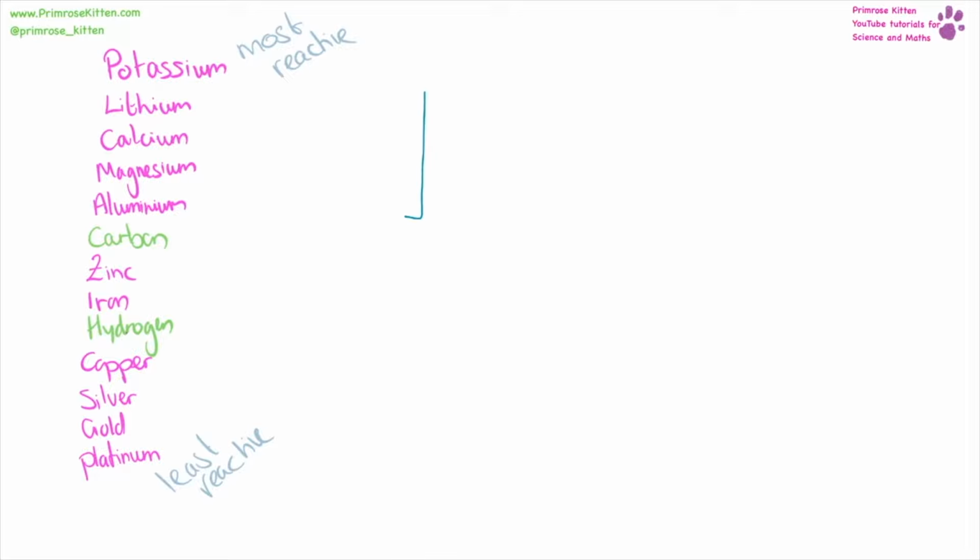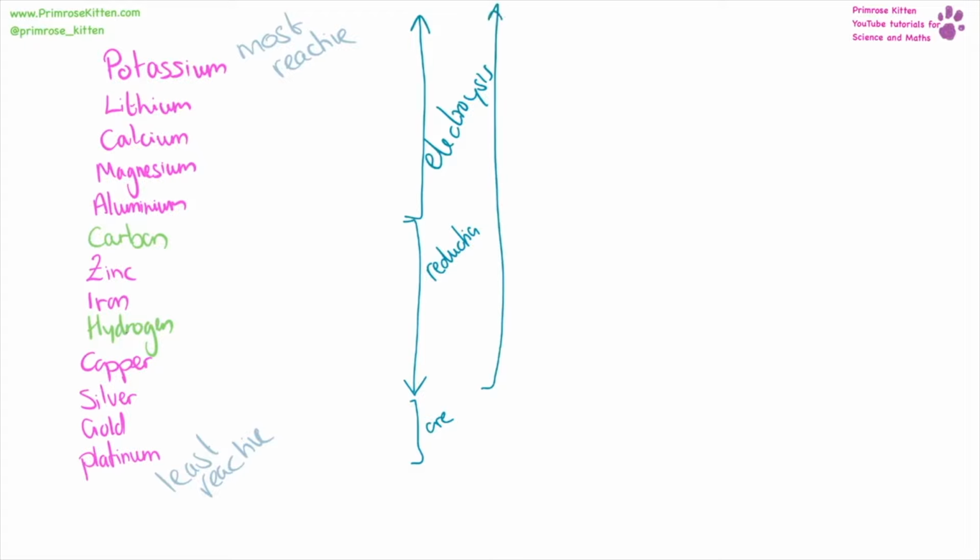Things that are above carbon need electrolysis to be extracted, whereas things that are below carbon can just be extracted by reduction. However, things that are really, really unreactive, like silver, gold and copper, are generally found in the earth as pure metals, unreacted with anything. Everything else is generally going to be reacted with oxygen in the form of metal oxides.